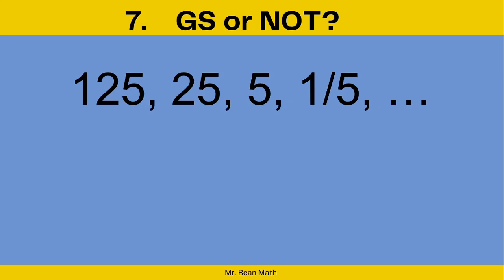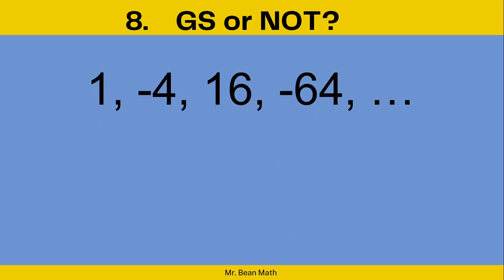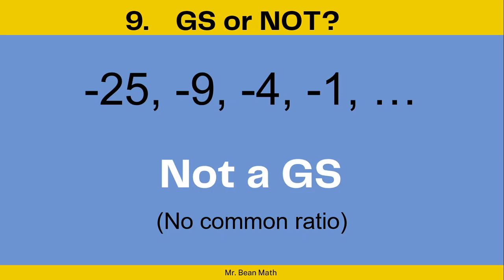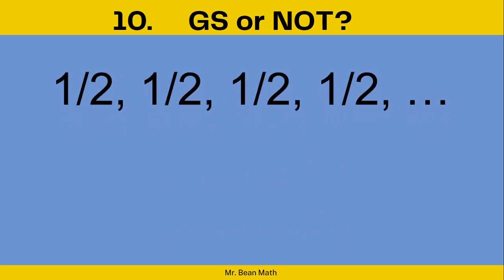GS or not? Yes, it is GS because it has a ratio of 1/5. GS or not? Yes, it is GS because it has a ratio of -4. GS or not? Not a GS because it has no common ratio. GS or not? It is GS because it has a ratio of 1.